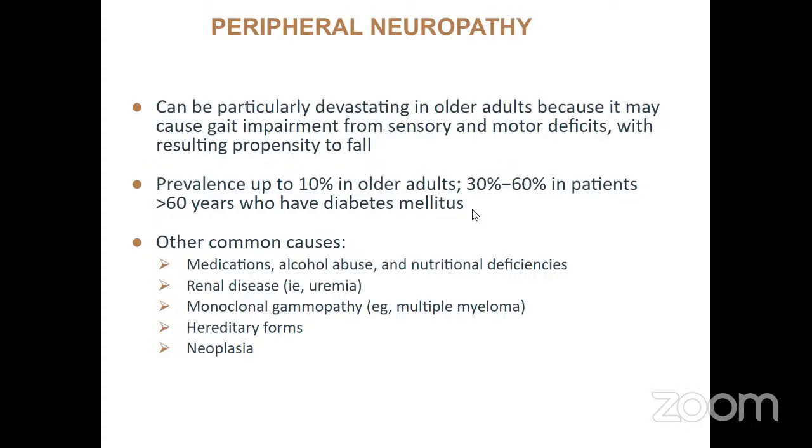Diabetes mellitus is one of the most common causes of peripheral neuropathy, while other common causes include medications such as isoniazid and anti-cancer drugs like vincristine and vinblastine, alcohol abuse, nutritional deficiencies like folate deficiency and vitamin B12 deficiency, renal disease, multiple myeloma, and other neoplasia.